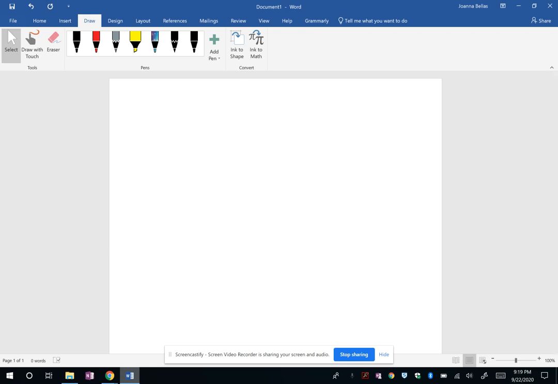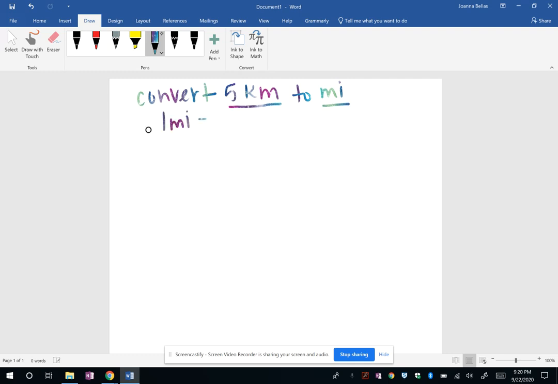Okay, the next problem that I want to do as an example to help you practice with your dimensional analysis is: convert 5 kilometers to miles. So we're going from the metric to the imperial system. Remember, our first step is to identify our from and to units. Our next step is to get our conversion factor. According to my metric notes, I know that 1 mile equals 1.6 kilometers.